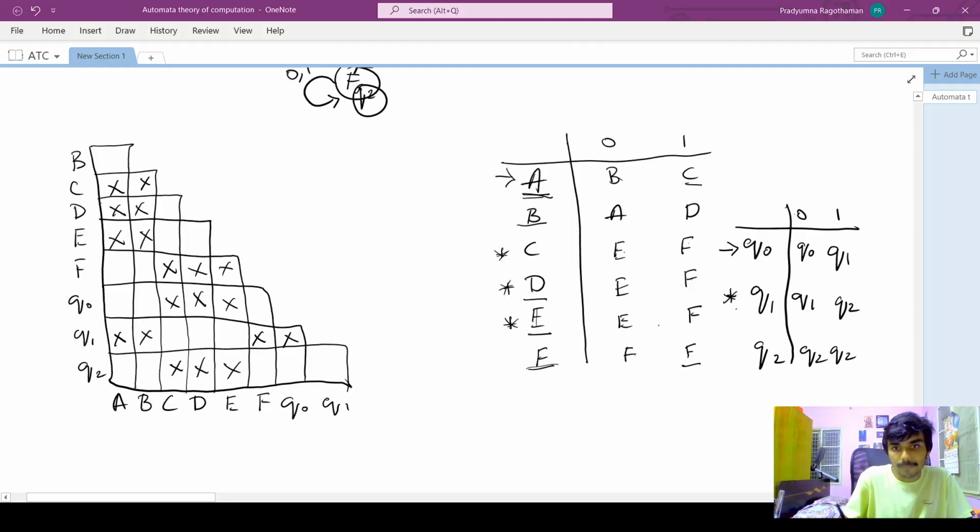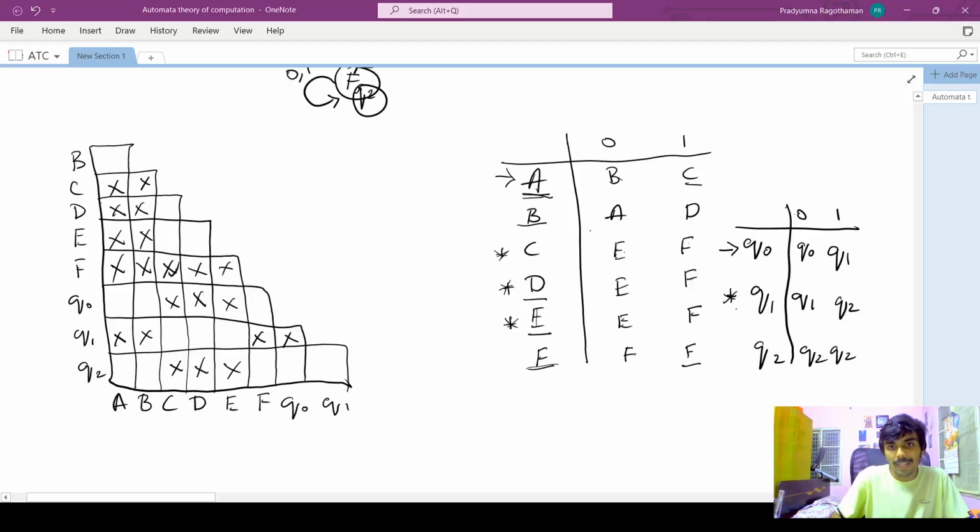FA, BF is not marked, but CF is marked. So CF is marked over here. Let's mark this. Again we have FB, which is BF here. AF we just marked it, right? So let's mark this as well as different.